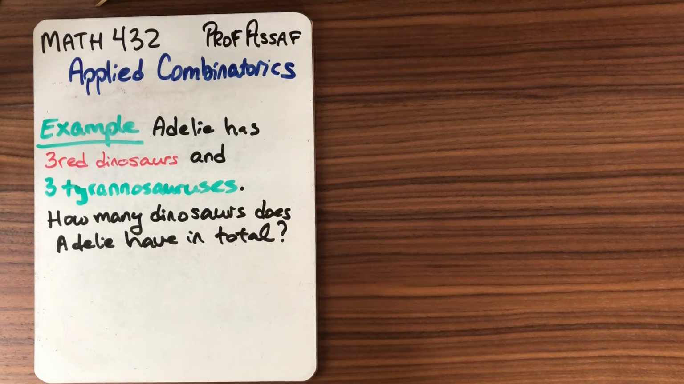This is Math 432 Applied Combinatorics. I'm Professor Asaph, and we're going to be talking about sieve methods. We'll start with an example.